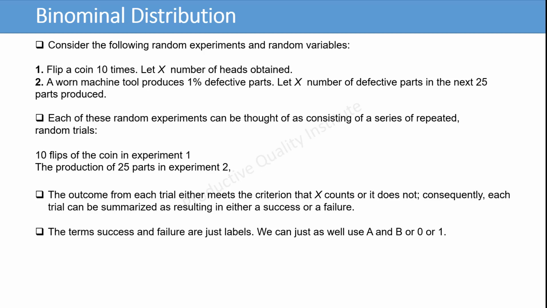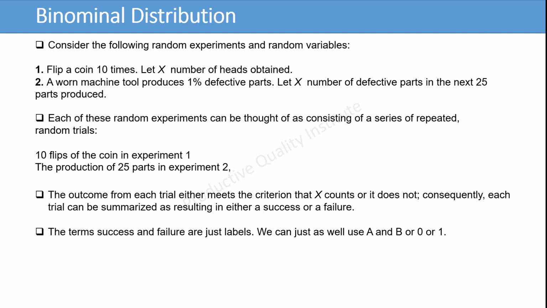To understand the binomial distribution, please consider the following random experiments and random variables. First experiment, flip a coin 10 times. Let X be the number of heads obtained. Second experiment, a worn machine tool produces 1% defective parts. Let X be the number of defective parts in the next 25 parts produced.